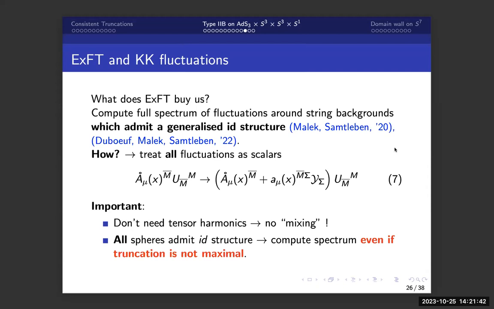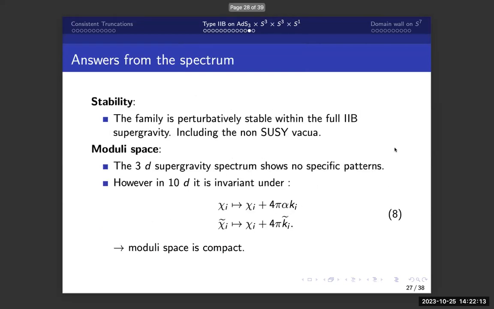So in particular, in the second example that I'll talk about, there will be a background which admits an identity structure, is associated to an identity structure, but which does not have constant and singlet intrinsic torsion, but we will still be able to apply the spectrometry. In this case, however, for the S3 times S3 times S1, we're in a maximally supersymmetric truncation, and so we will not use this so much. We're in a simpler situation, if you want.